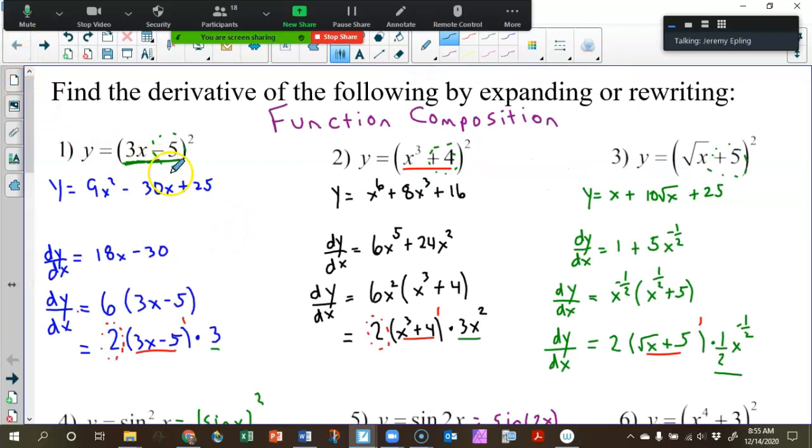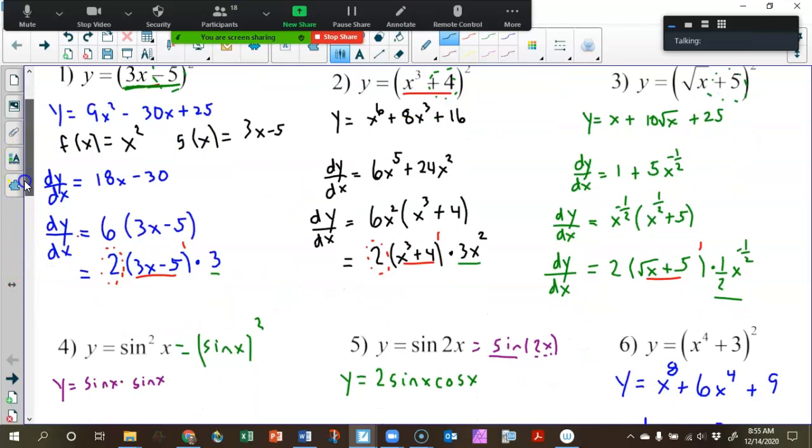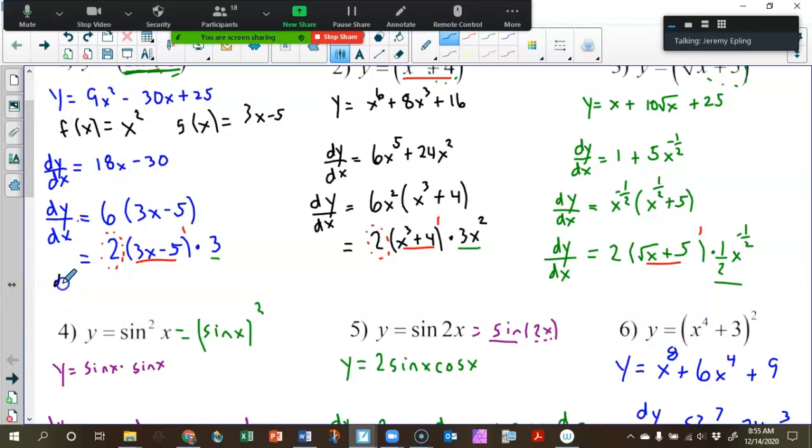So let's illustrate that with our exact pattern. So let's take problem number 1 here. We're going to rewrite it as function composition. So f of x would be something squared, x squared. G of x would be 3x minus 5. So if we want the derivative of f of g of x, we're going to start on the outside.